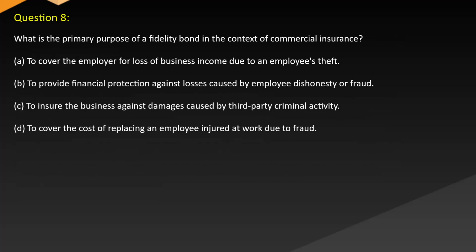Question 8. What is the primary purpose of a fidelity bond in the context of commercial insurance? A. To cover the employer for loss of business income due to an employee's theft. B. To provide financial protection against losses caused by employee dishonesty or fraud. C. To insure the business against damages caused by third-party criminal activity. D. To cover the cost of replacing an employee injured at work due to fraud.